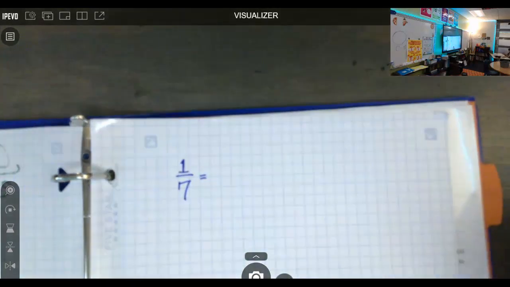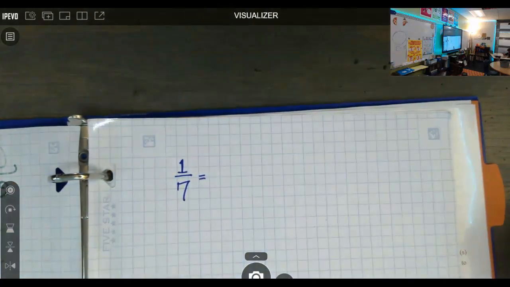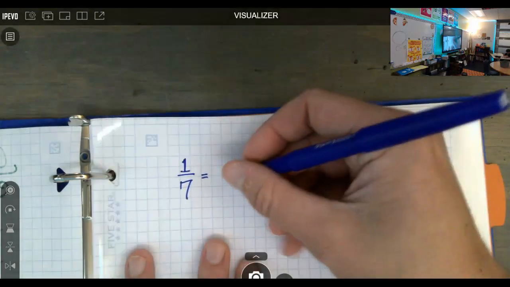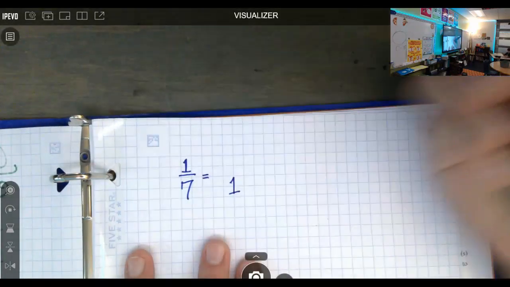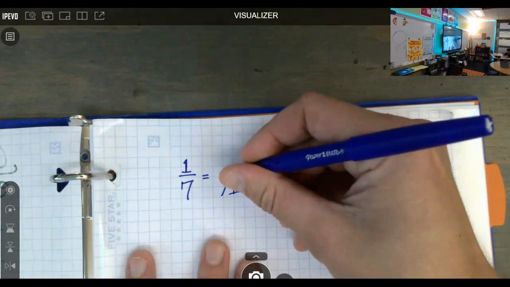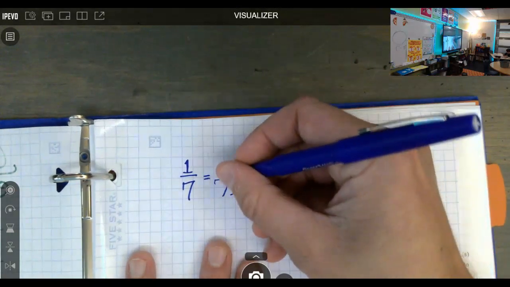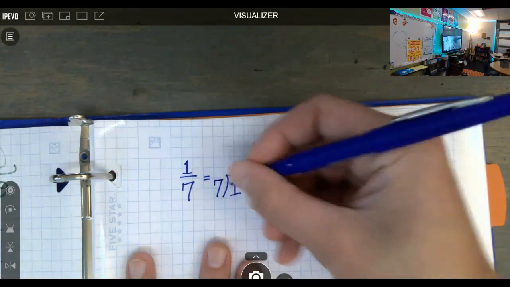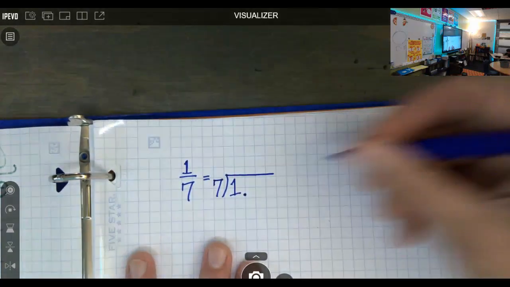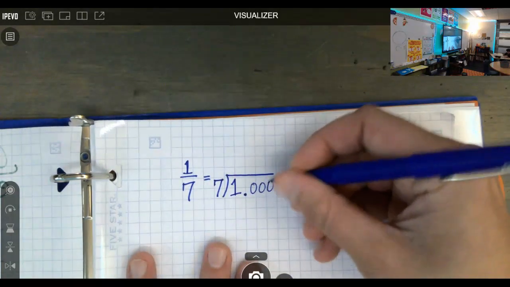And guys, this is probably the only time I'm going to ask you to do long division, just to make sure we remember how it works. We put the 1 inside, make your division symbol. We put the 7 outside, decimal, and we start some zeros.